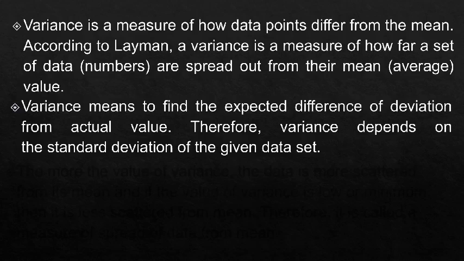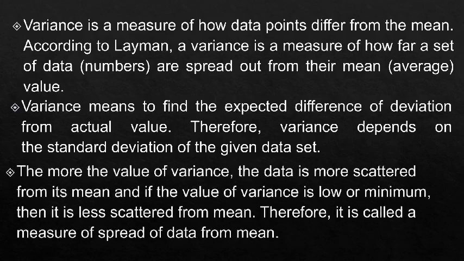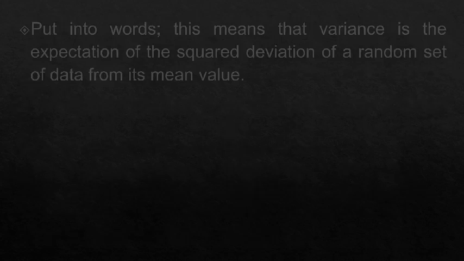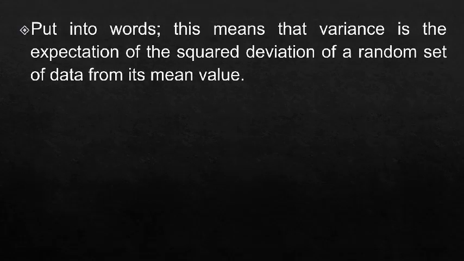Therefore, variance depends on the standard deviation of the given dataset. So, the greater the value of variance, the more scattered the data is from its mean, and if the value of variance is low or minimum, then it is less scattered from the mean. Therefore, it is called a measure of spread of data from the mean. Put into words, this means that variance is the expectation of the squared deviation of a random set of data from its mean value, like this.